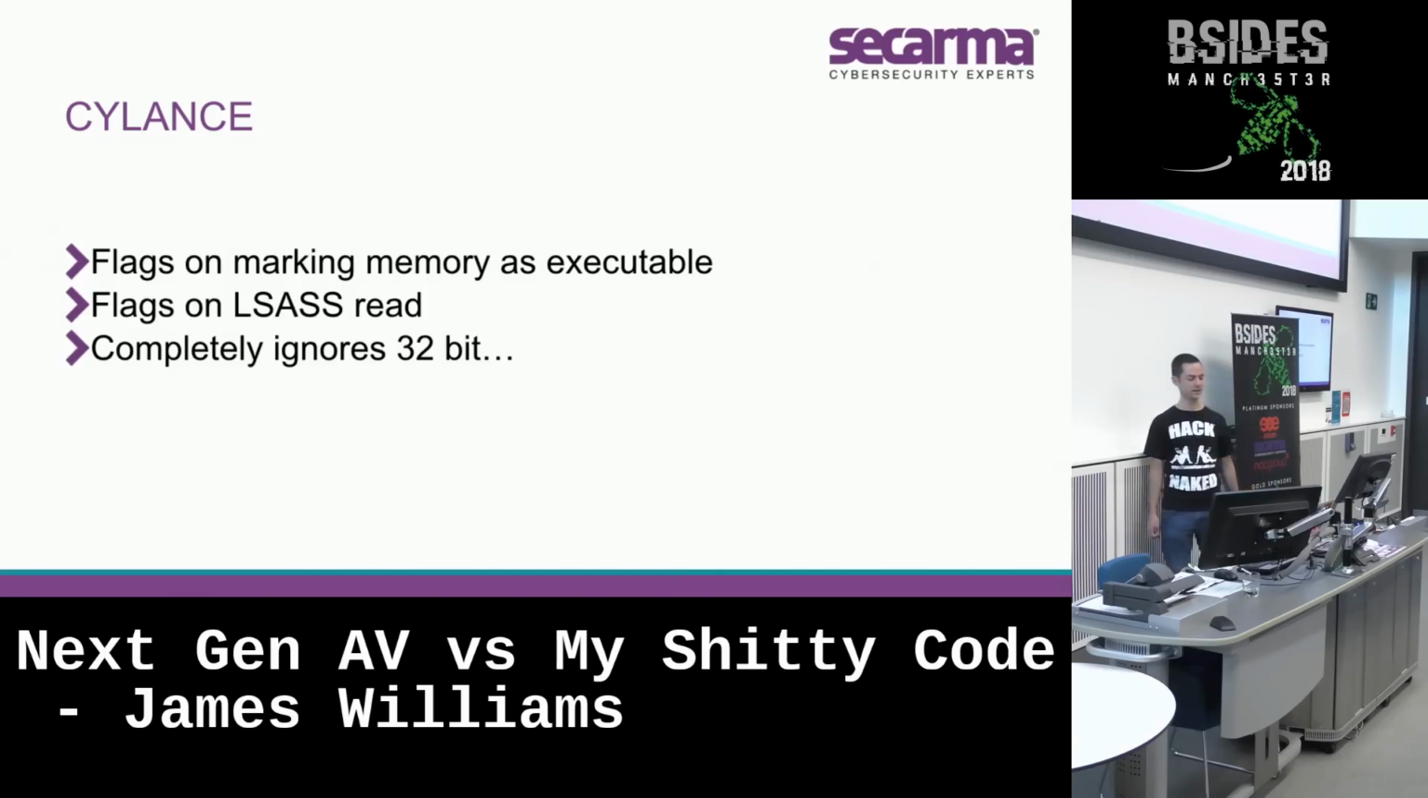So it turns out it actually flags on marking memory as executable. So when you run 32-bit shellcode, it's slightly different to running 64-bit. To run 64-bit, you allocate memory and you mark it as executable. Marking as executable causes CYLANCE to flag that process and kill it. It doesn't kill the exe that you've uploaded, because this happens in a separate process, but it does kill that process. So you can't get a 64-bit shell via shellcode.